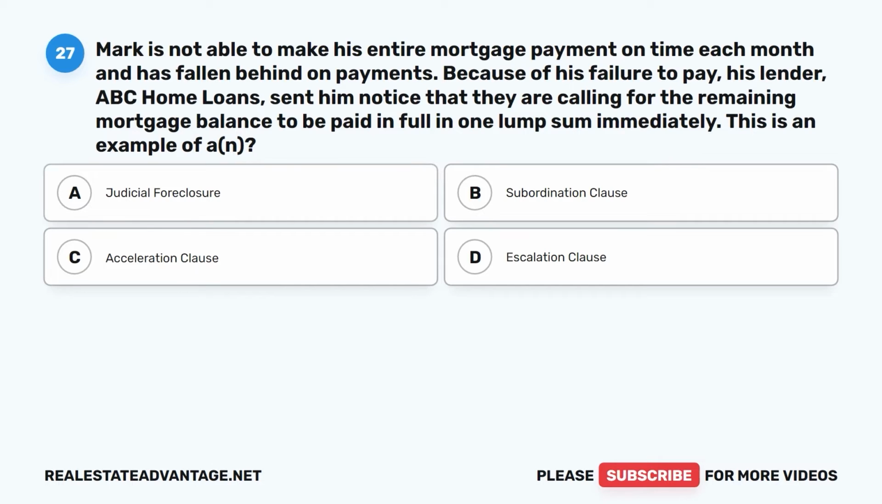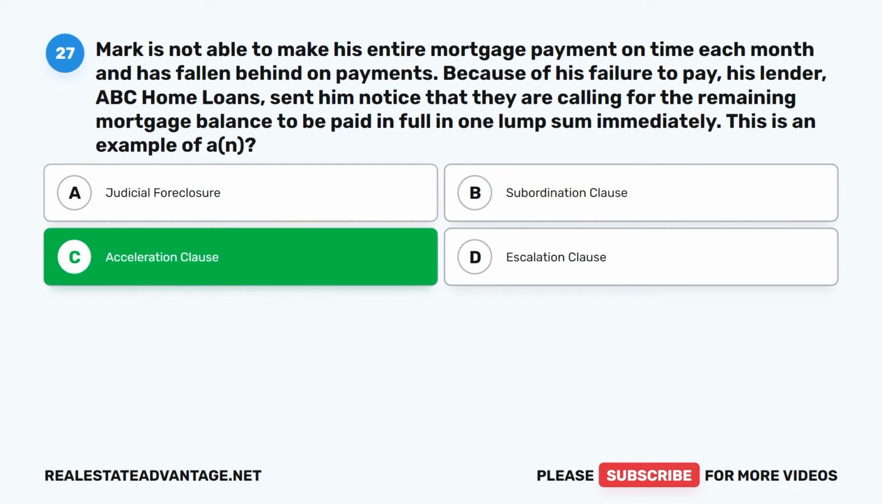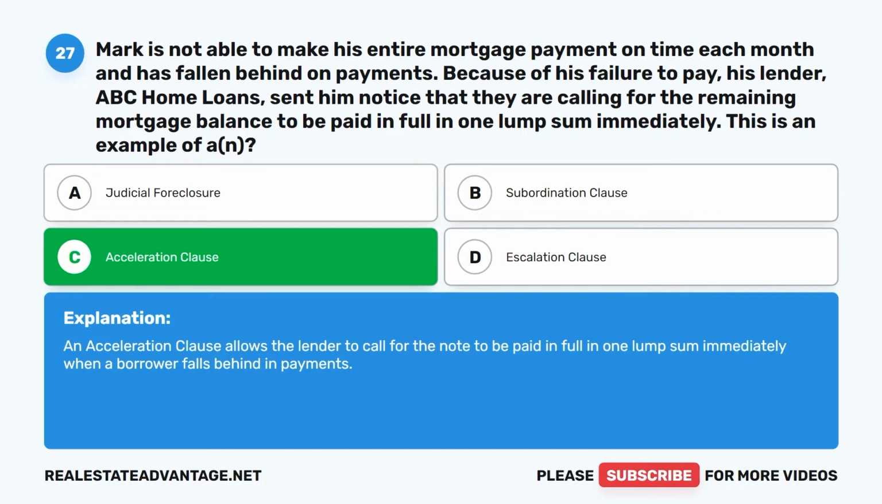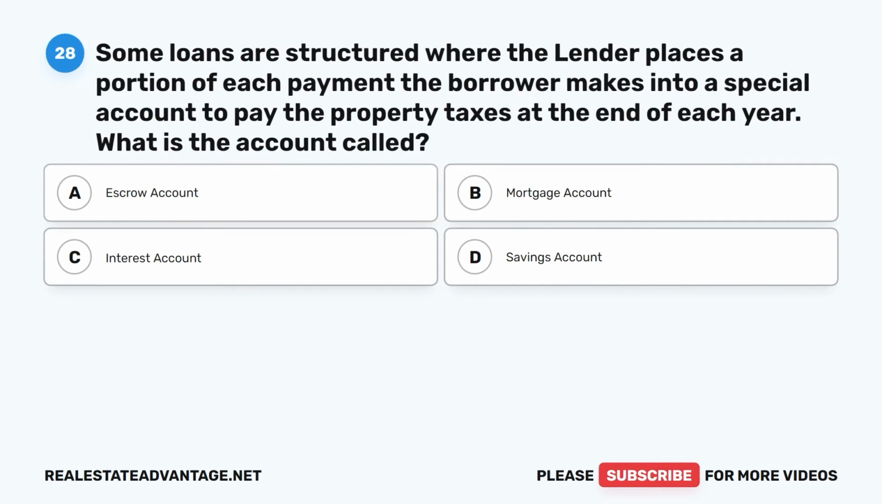A. Judicial foreclosure, B. Subordination clause, C. Acceleration clause, D. Escalation clause. The correct answer is C. Acceleration clause. An acceleration clause allows the lender to call for the note to be paid in full in one lump sum immediately when a borrower falls behind in payments.